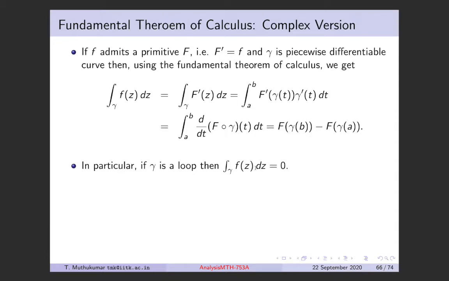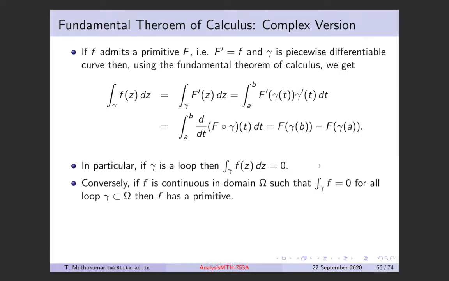Conversely, you want to also say that whenever the integral is 0, then f will have a primitive. So let's start with an f whose integral is 0 for all loops in gamma. Then we need to say that f has a primitive, which means we need to find a capital F whose derivative is little f. So we need to define that capital F.